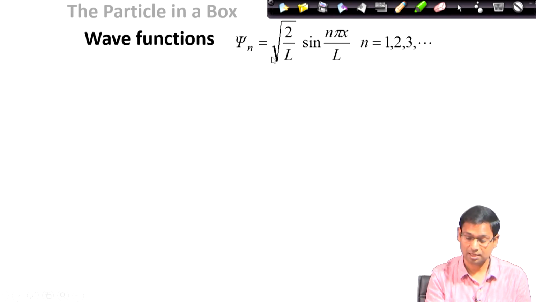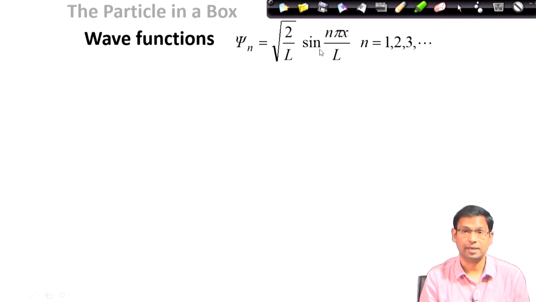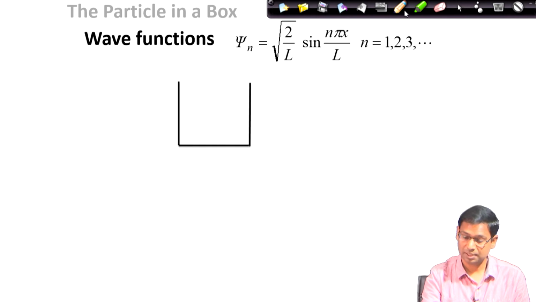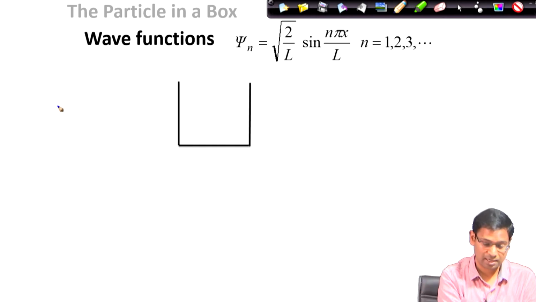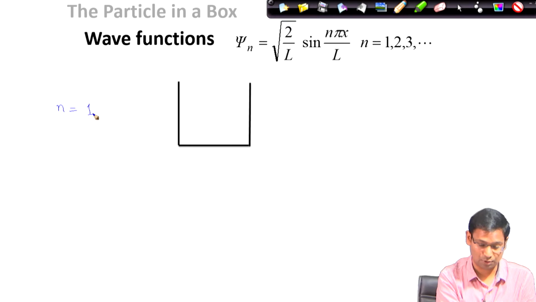So, psi n equals square root of 2 by L sin n pi x by L, where n goes from 1 to 3. We would first analyze the few low lying wave functions. For example, let us start with n equals 1, the lowest value. When n equals 1, psi 1 is 2 by L under square root sin pi x by L.